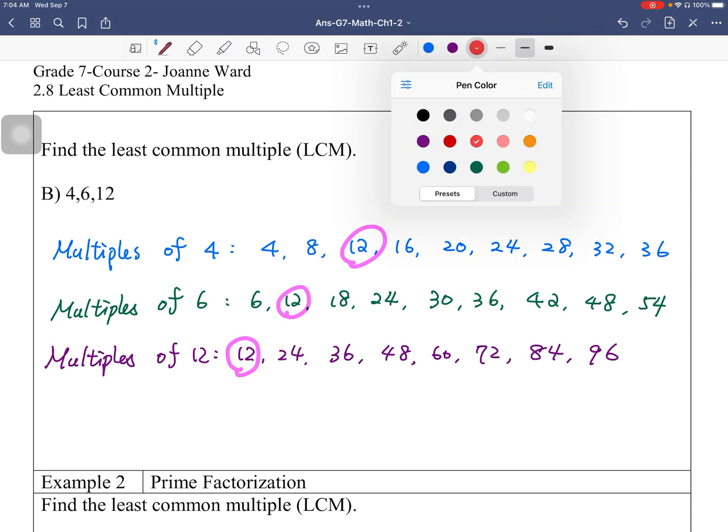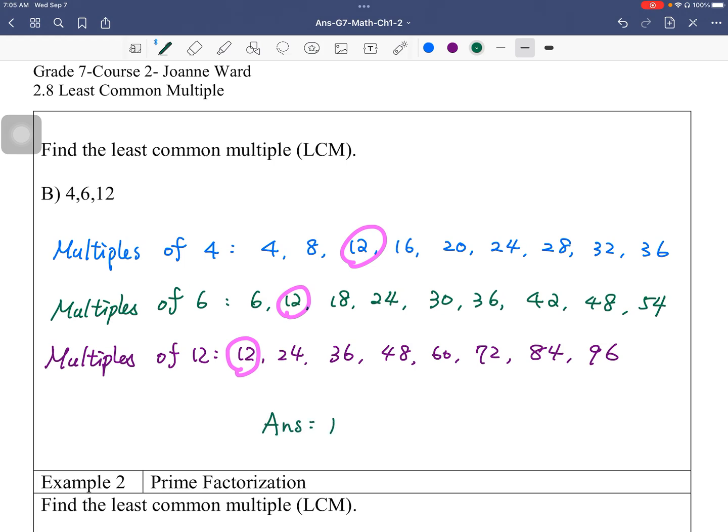So multiples are like going up. It's not like common factor. Common factor is talking about the factors, the things that multiplied together become the whole number. A multiple is the number multiplied by something. So the least common multiple is actually 12. 24 is also a common multiple, but it's not the smallest one. The smallest one is 12.